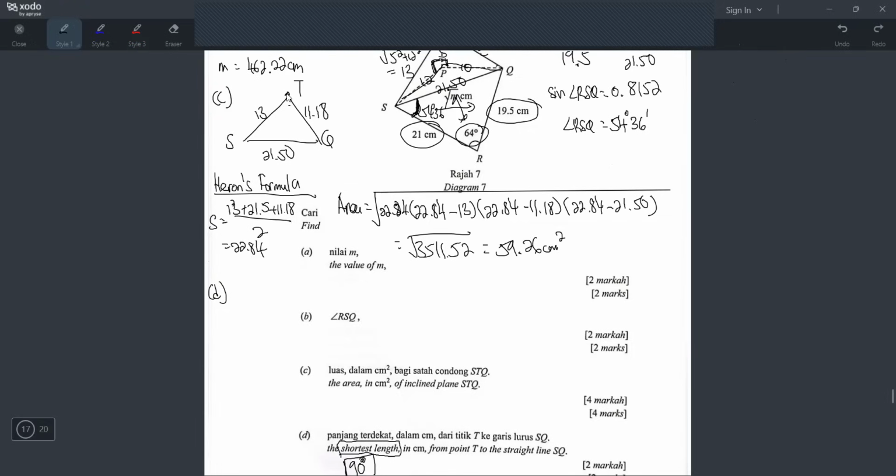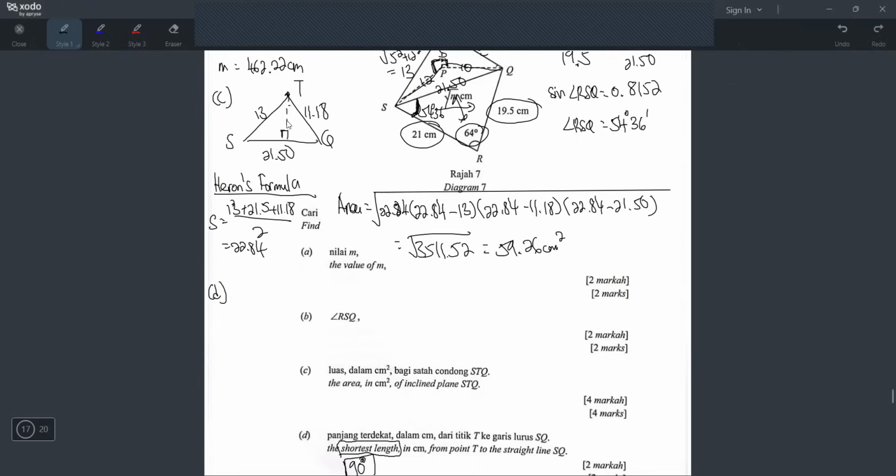Definitely not 13, definitely not 11.1. It will be the vertical distance down here. It means the perpendicular distance, the 90 degree. That will be the shortest distance, right? That is why whenever you see the word shortest length or shortest distance, you immediately think about the 90 degree, the perpendicular distance, right?